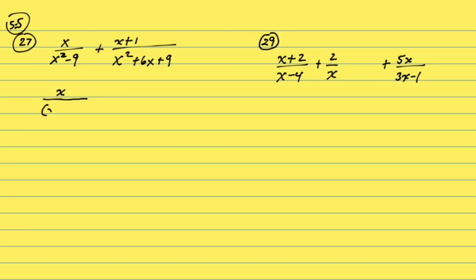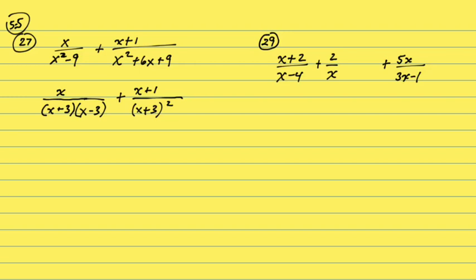To find that denominator, you have to factor everything. So you have x plus 3, x minus 3, plus you have x plus 1, and this would factor into x plus 3 times x plus 3, or x plus 3 quantity squared. How do I know that? 3 plus 3 is 6. 3 times 3 is 9. It's one of the perfect squared trinomials.